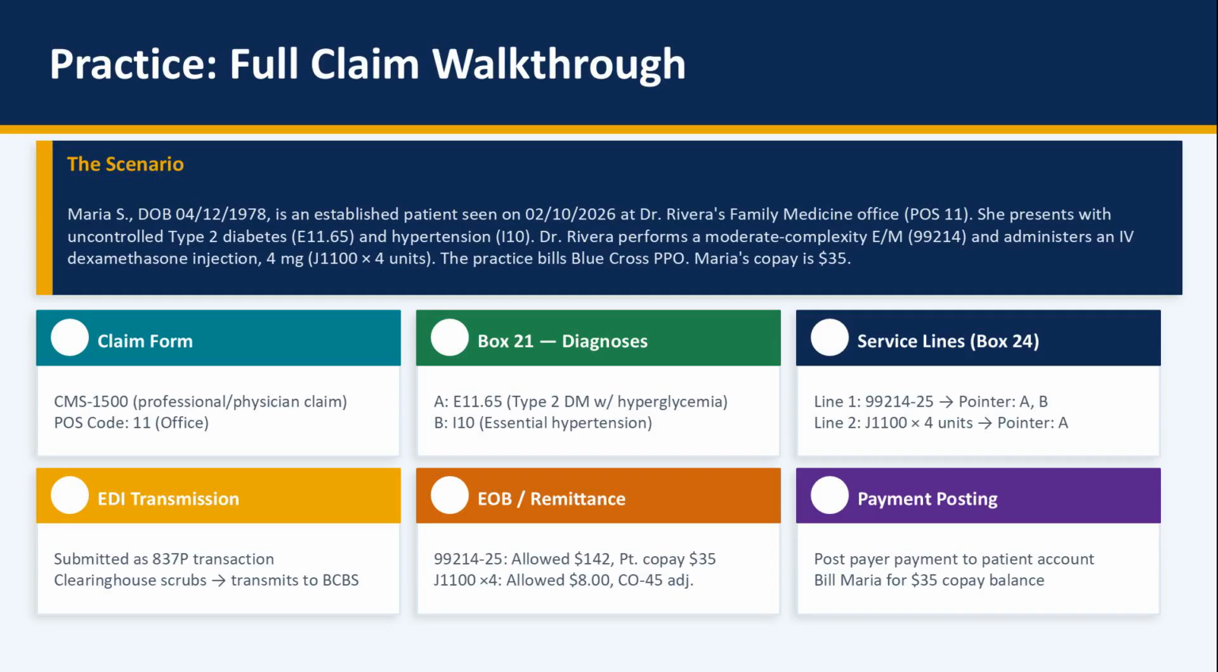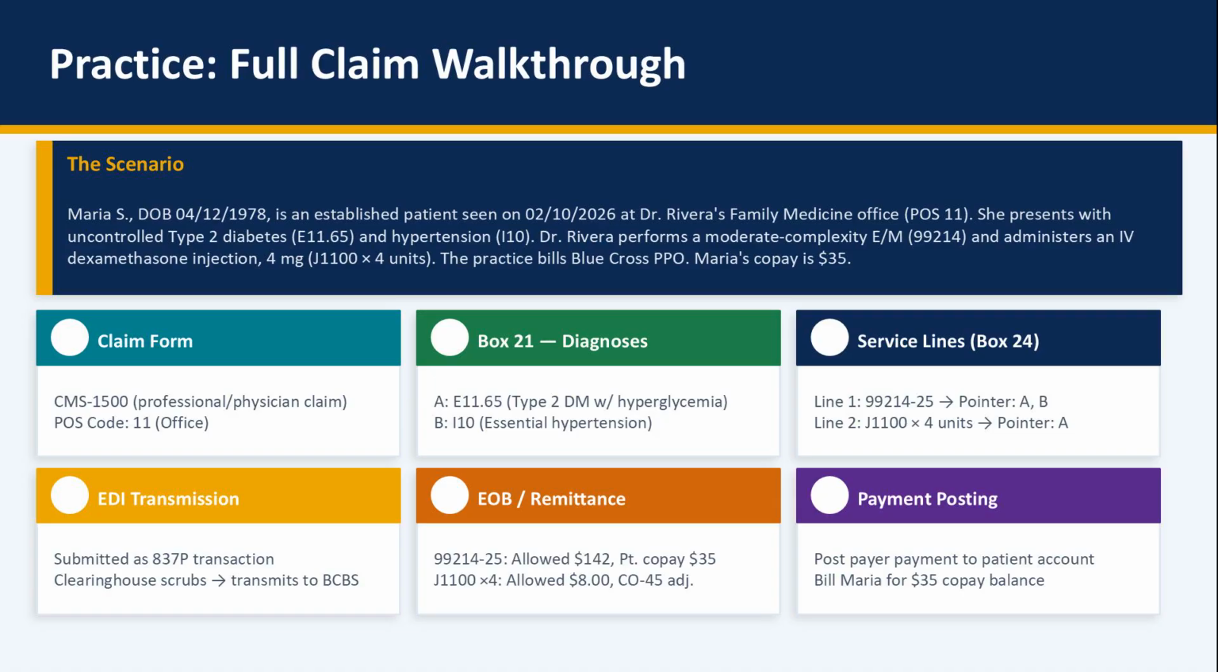Let's put everything from today together with a full claim walkthrough, from patient encounter to payment posting. Here's our scenario. Maria S., established patient, seen February 10th, 26, at Dr. Rivera's family medicine office. She has uncontrolled type 2 diabetes and hypertension. The doctor performs a moderate complexity EM and gives her a 4 mg IV dexamethasone injection. The practice bills Blue Cross PPO. Her copay is $35.